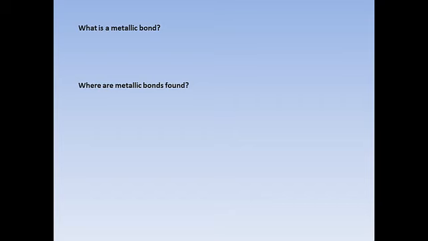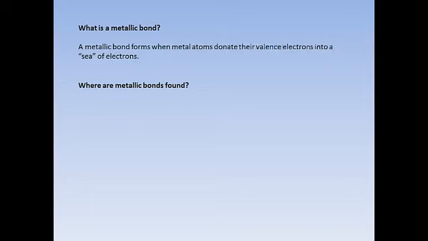What is a metallic bond? A metallic bond forms when metal atoms donate their valence electrons into a sea of electrons.